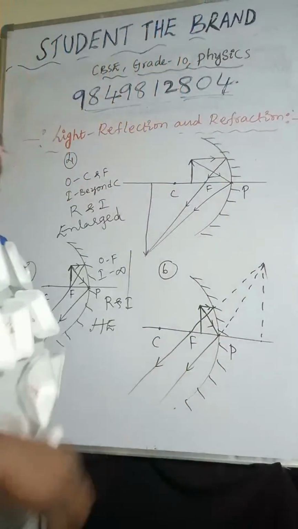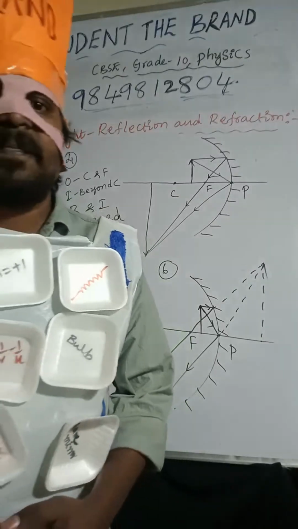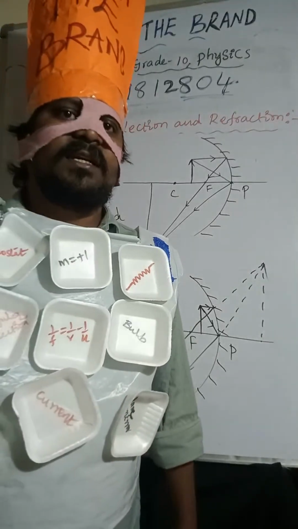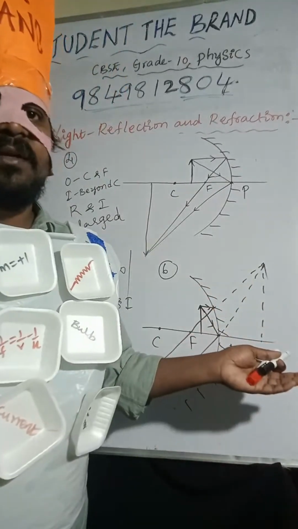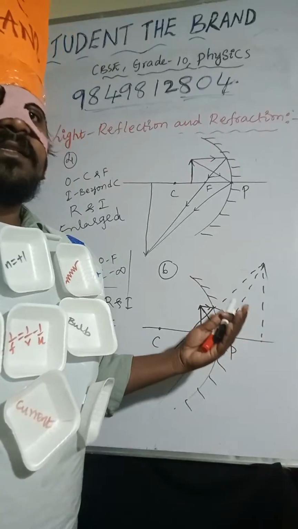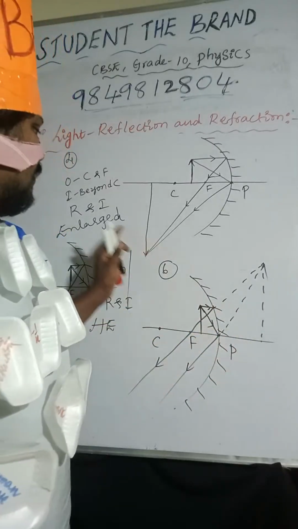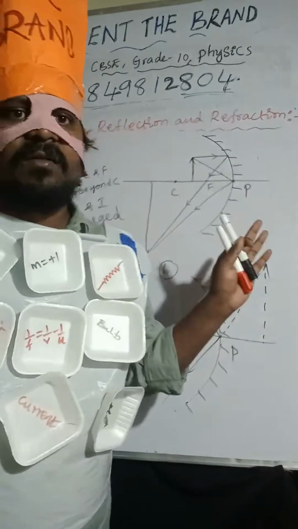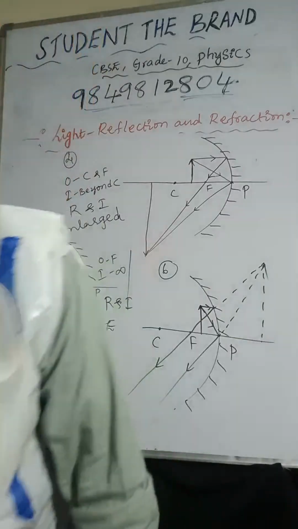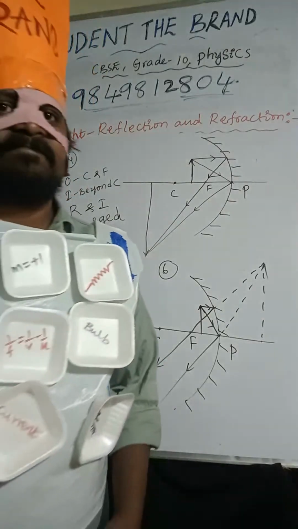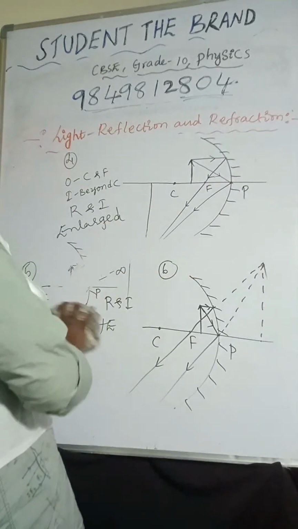So object is placed between F and P. Image is forming behind the mirror. Nature of the image is virtual, erect and enlarged. So this is about concave mirror image formations. Next we'll discuss about convex mirror image formations.